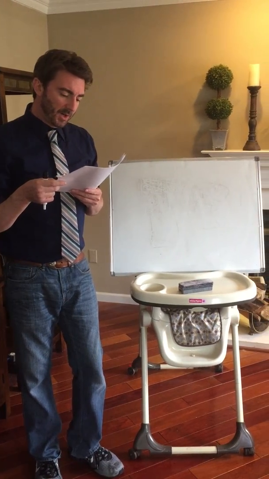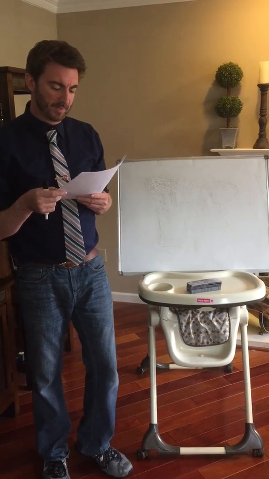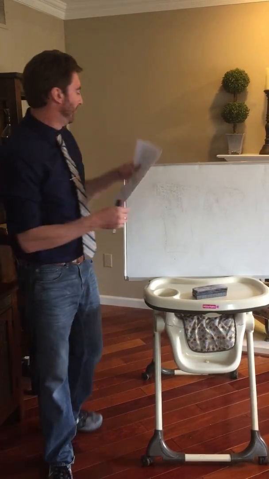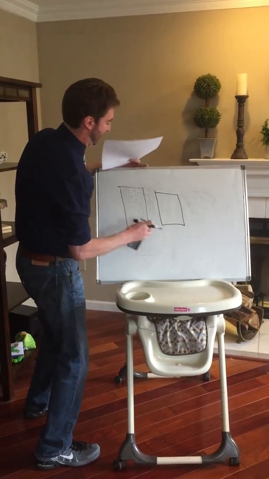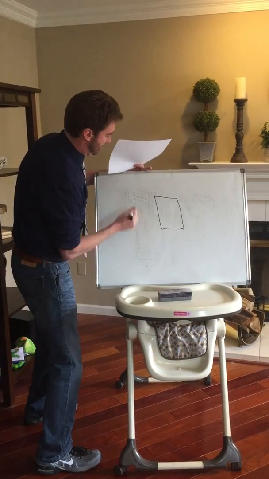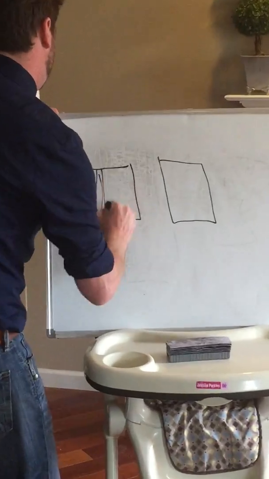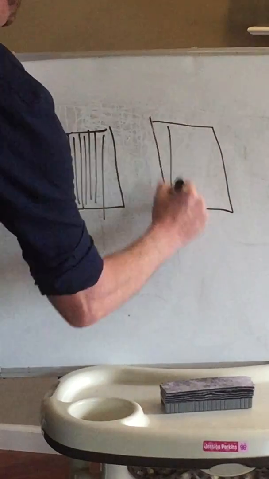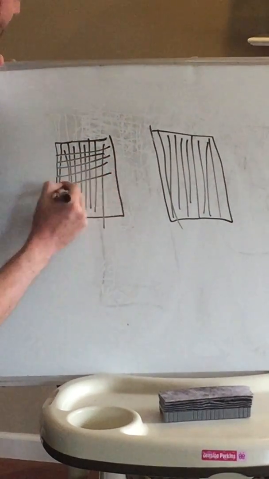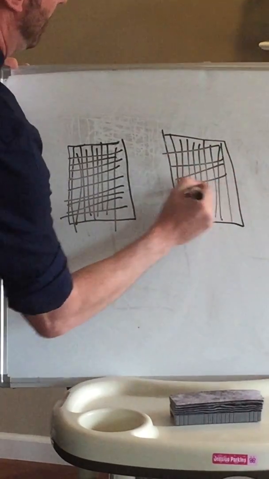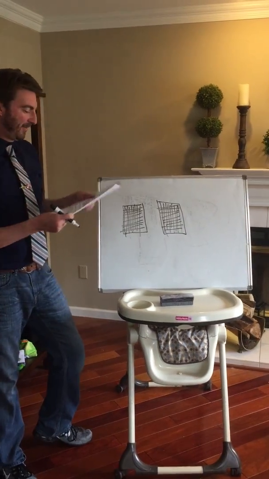All right, shade the model to show 1 and 52/100ths, then write the mixed number in decimal form. I just wanted to make sure I didn't skip any. Oh, that is terrible. I'm actually going to have to erase that. That's a little better. Okay, 1, 2, 3, 4, 5, 6, 7, 8, 9. Yeah, that'll work. All right, so I have to show 1 and 52 hundredths.